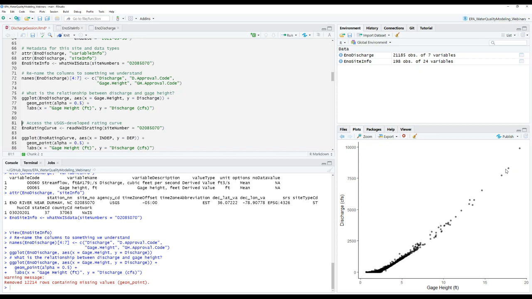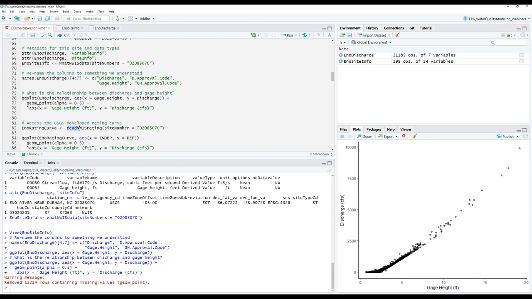So looking here, this is just an interesting illustration of when we do have those two things together. Here's what that looks like. Now, we can look at this and display our sort of homemade rating curve, but USGS actually has developed the rating curve based on very specific measurements that have been made. So let's actually work through and access that USGS developed rating curve and see how that compares to the actual data from the site. So we'll make a new object called Eno rating curve, assign that to this function.